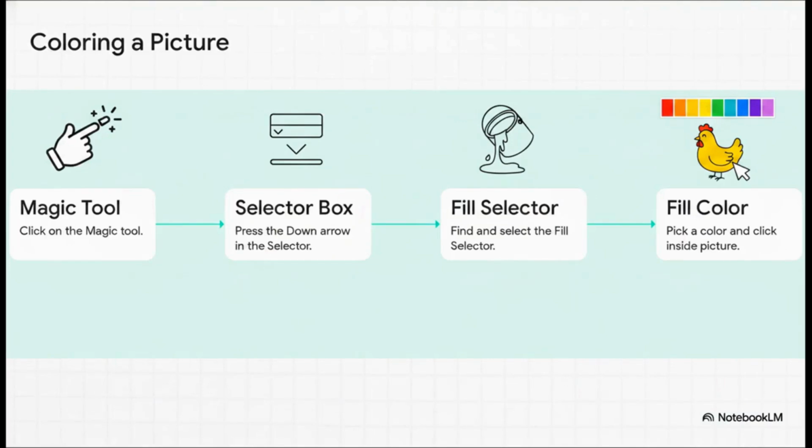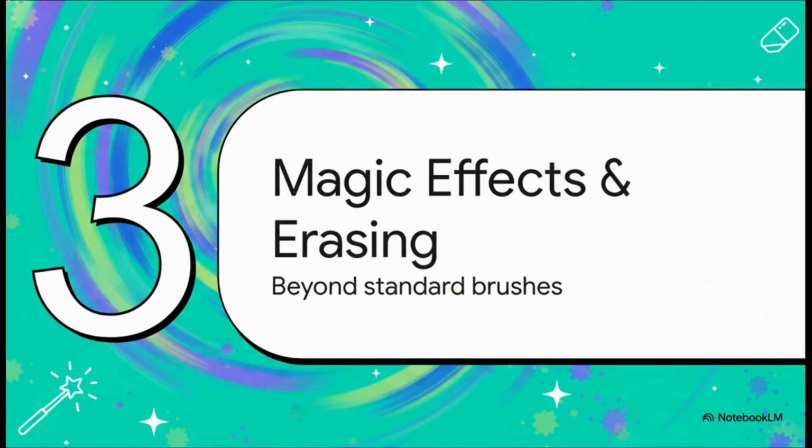Now how do we color our chicken? We definitely don't have to scribble it in manually. We can use a pretty sweet trick. Step 1, click on the Magic Wand tool on the left. Step 2, go to the selector box on the right and press the down arrow. Step 3, find and select the Fill selector, which looks like a little spilling paint bucket. Step 4, pick a gorgeous color from your color palette at the bottom and simply click inside the picture. The color magically fills the whole area instantly. How cool is that? Which brings us to Section 3, Magic Effects and Erasing.